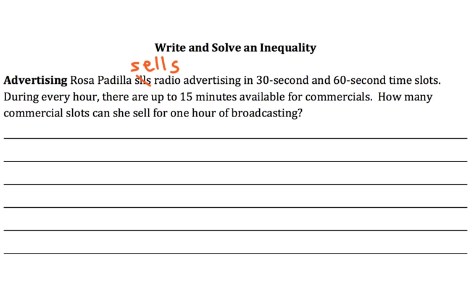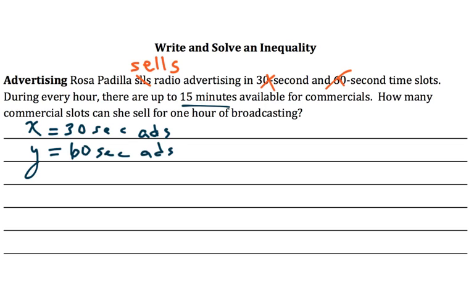So let's define some variables. It sounds like the different variables are 30-second slots and then 60-second slots. So I'll use the letters ADS to represent ads. So there's 30 and 60-second ads, and then I'll just use X and Y. The limiting factor is that 15 minutes. This number and that number isn't going to show up exactly the same way. And all of this has to be less than or equal to the 15 minutes.